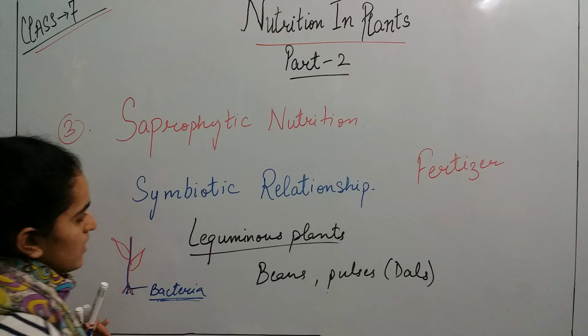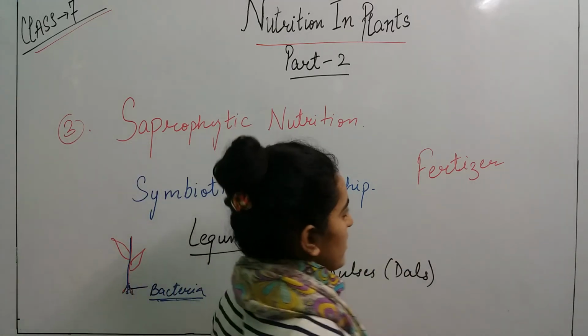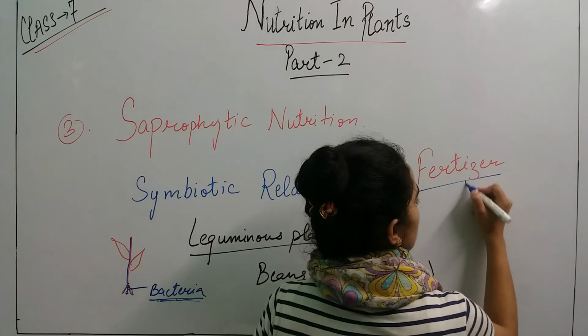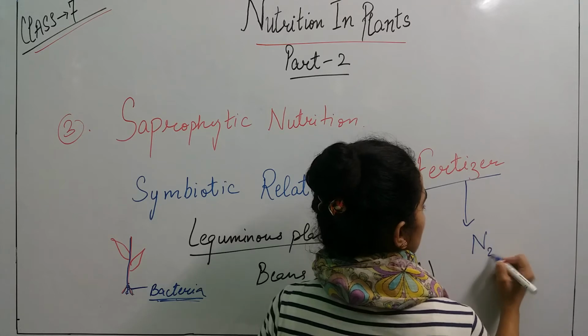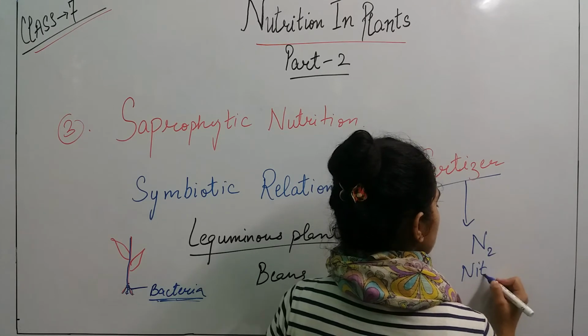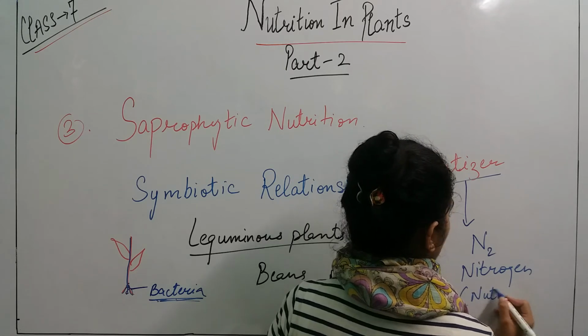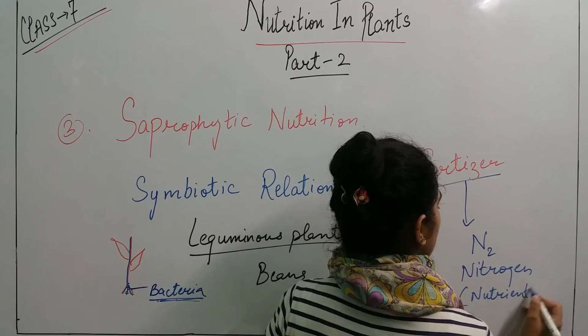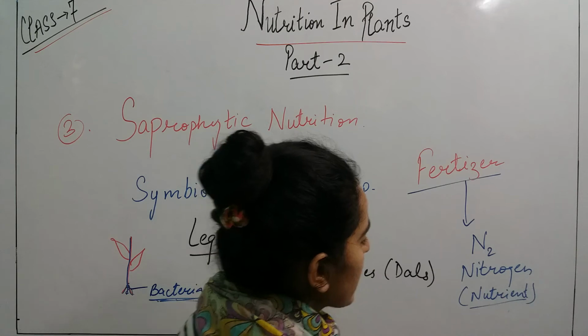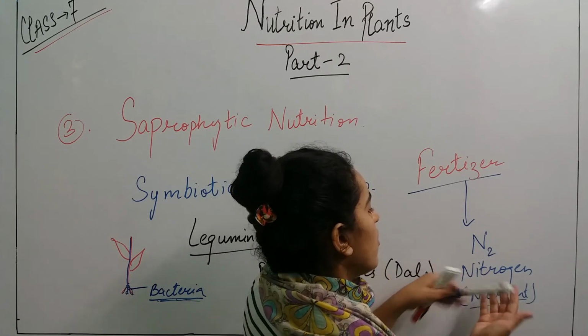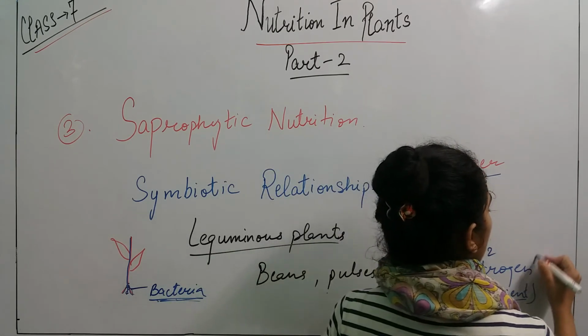So bacteria is present here, so it will absorb the nitrogen from the environment and provide all the nitrogen to the plant. And fertilizer, what is the function of fertilizer? To provide nitrogen as a nutrient to the plant.